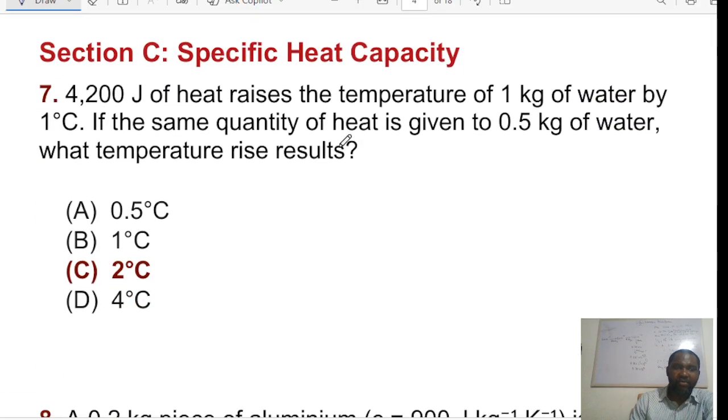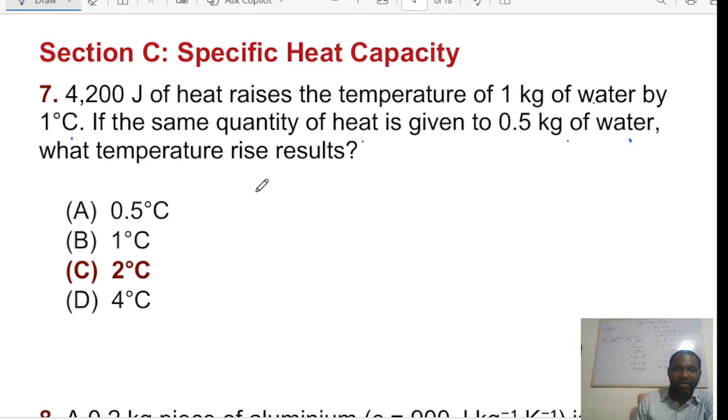Then the next one we have here is about specific heat capacity. 4200 joules of heat raises the temperature of 1 kilogram of water by 1 degree Celsius. Okay, raises by, so that's change in temperature. If the same quantity of heat is given to 0.5 kilogram of water, what is the temperature rise? Wow, the same quantity of heat.